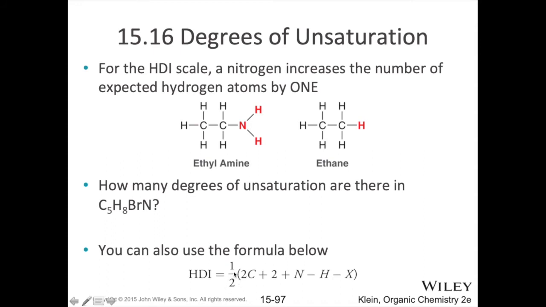So if there's no difference, then that tells you that you have a completely saturated hydrocarbon. But as soon as you start noticing there's an imbalance between your numbers of hydrogens and halogens versus the number that you're expecting, divide that by 2, all right? Because remember, there's 2 hydrogens for every degree of unsaturation, and that tells you how many degrees of unsaturation there are.